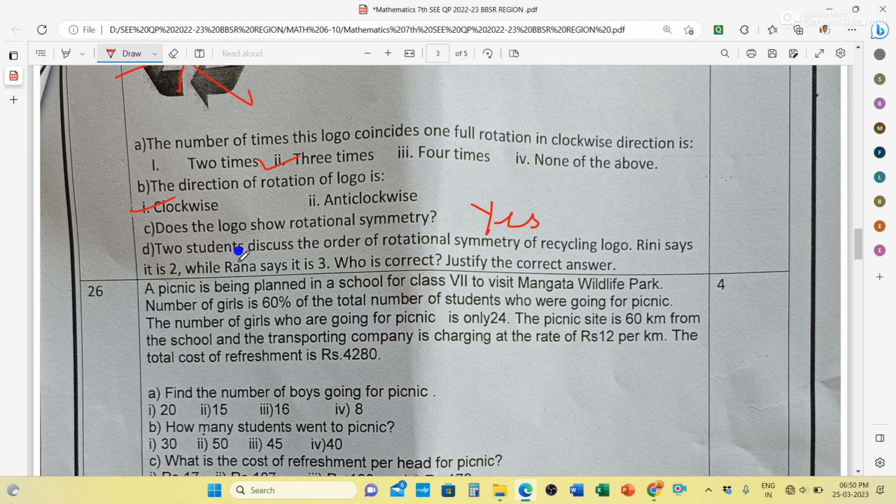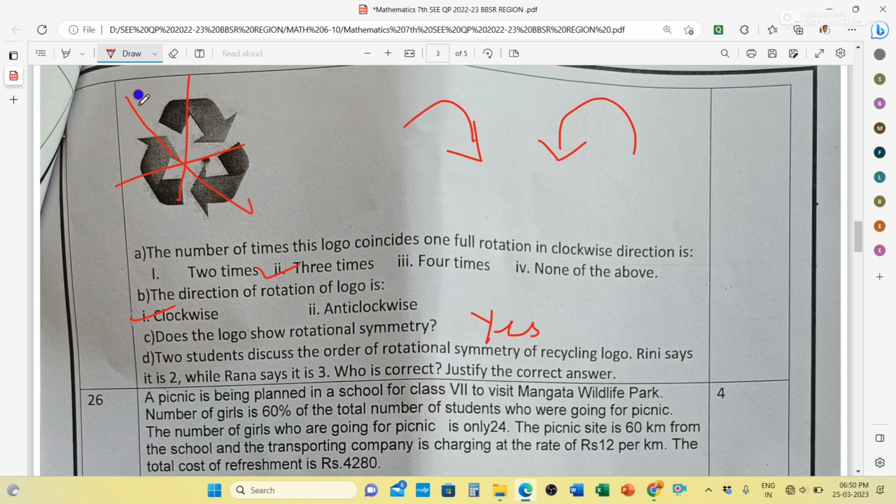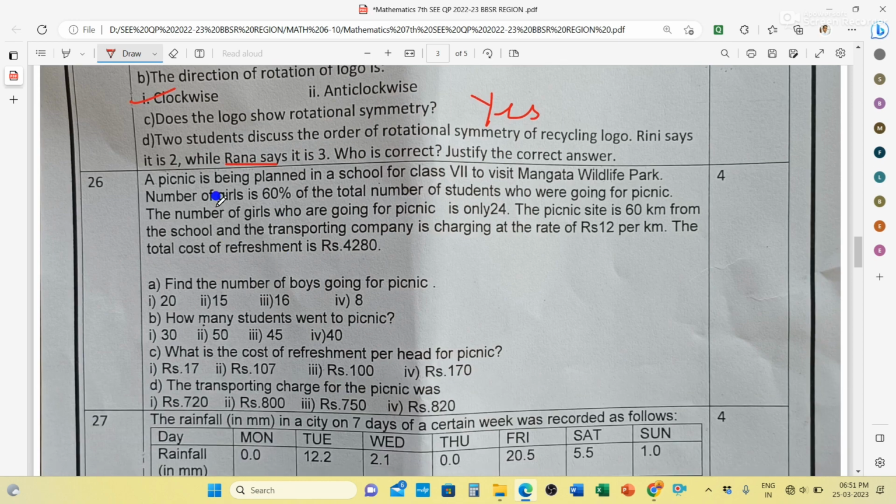Order of rotational symmetry means the number of times the logo coincides in one full rotation in clockwise or anti-clockwise direction. So Rini says it is 2 while Rana says it's 3. So who is correct? We have already discussed that there are 3 lines of symmetry. So the order of rotational symmetry will be again 3. So Rana is correct.